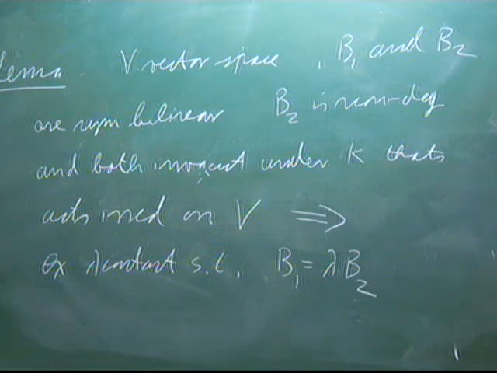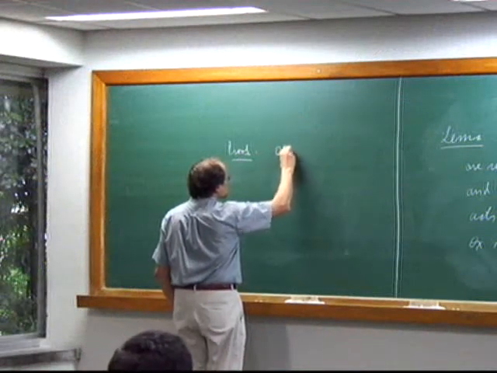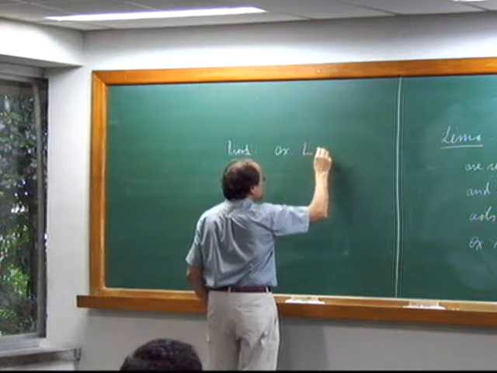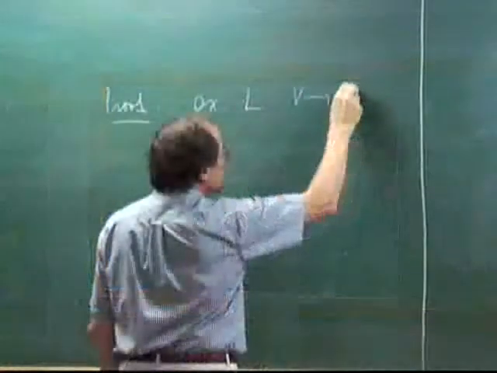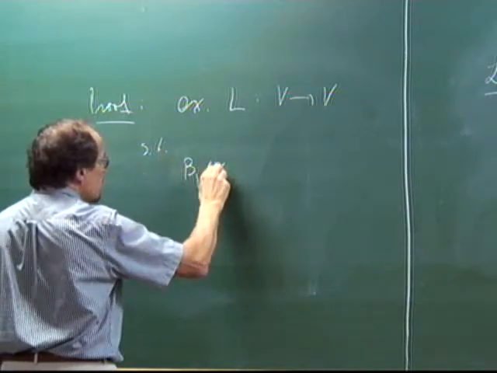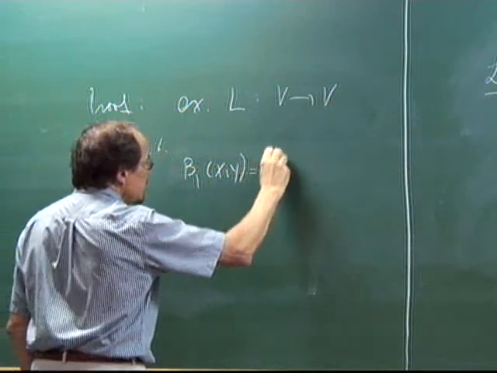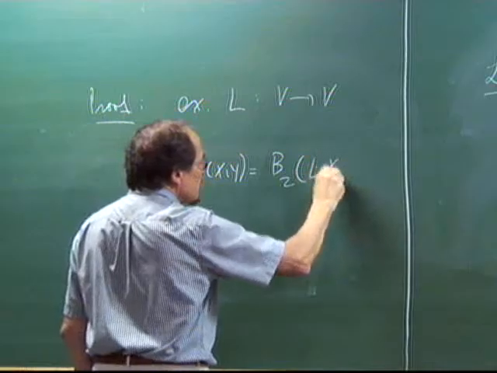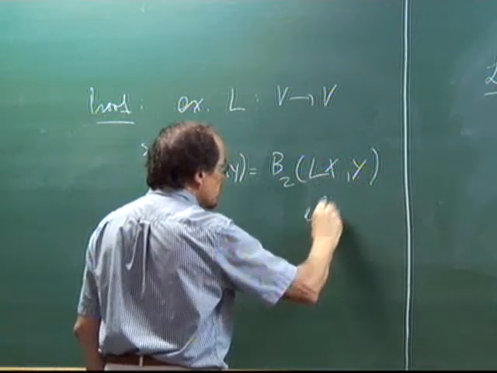There's a trick that one often does if you have two inner products or two symmetric forms. You can write one in terms of the other. So I claim there exists a linear map L from V to V such that B1 of x comma y is equal to B2 of Lx comma y for all x, y in V.